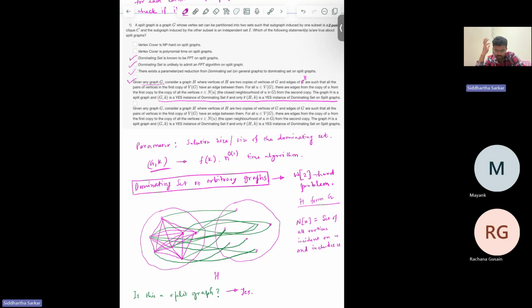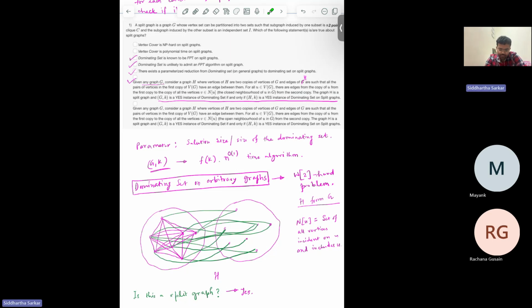So there are two parts to the proof. The first part is, suppose that G comma K is a yes instance of dominating set, then the graph that you have constructed, H comma K, is also going to be a yes instance of dominating set on a split graph. First of all, we have seen this is a split graph. The other side is, assume that H comma K is a yes instance, then G comma K is also going to be a yes instance.